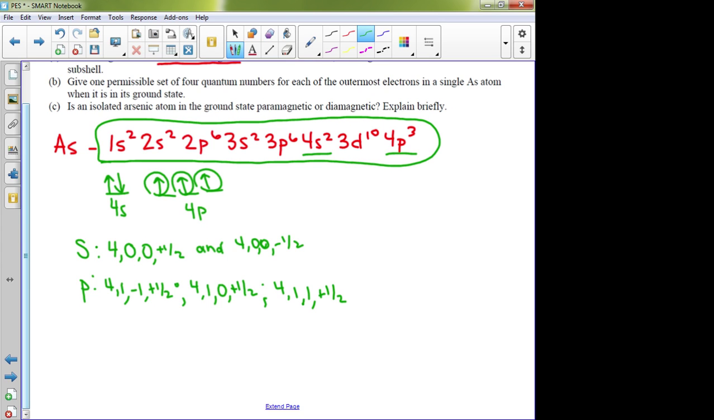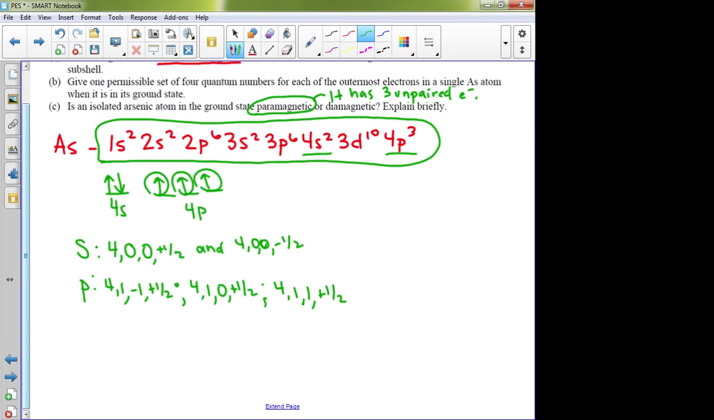Yeah, it's paramagnetic. Why is it paramagnetic? It has one or more unpaired electrons. There you go. Because it has how many unpaired electrons? 3. 3, right? And so that would be my explanation. It has 3 unpaired electrons.